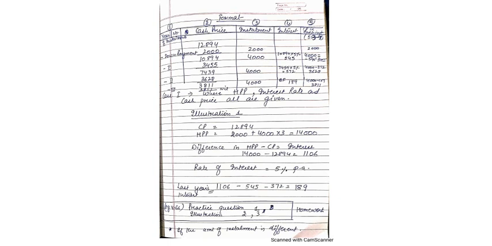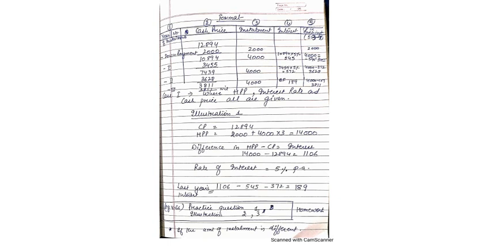Here the purchaser is Ram and Company. He has purchased a machinery on 1st January 2014. The cash price of this machinery is 12,894 and he has paid rupees 2,000 on the signing of agreement. The amount which is given on the signing of agreement is called as down payment, right? And afterwards he is supposed to pay 4,000 installment, and he is going to pay 3 equal annual installments.